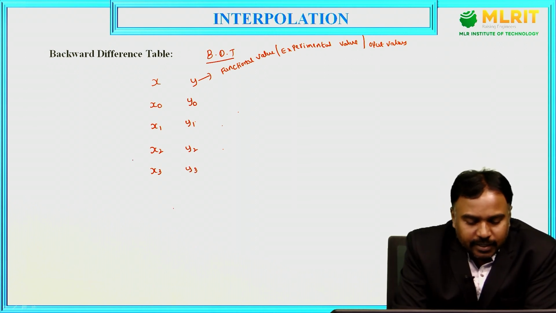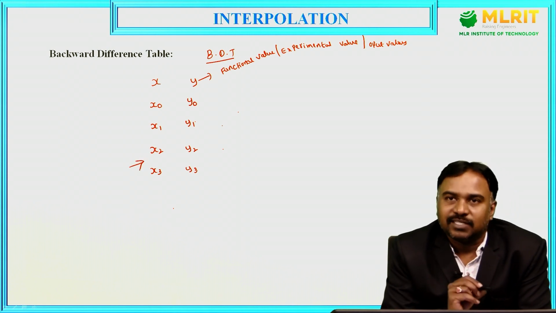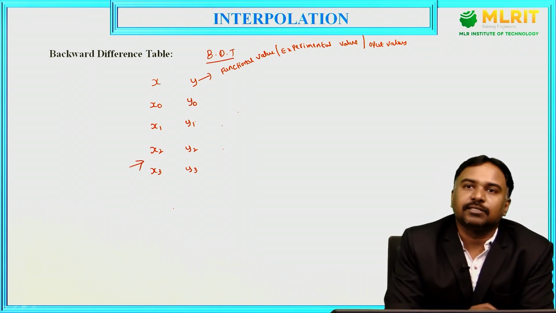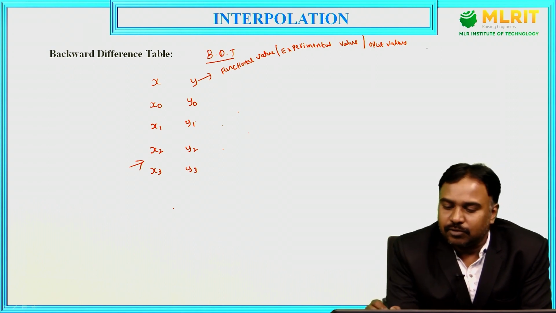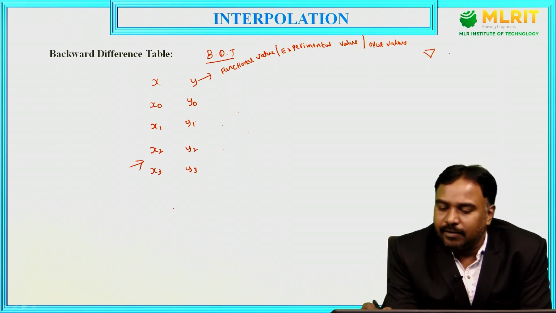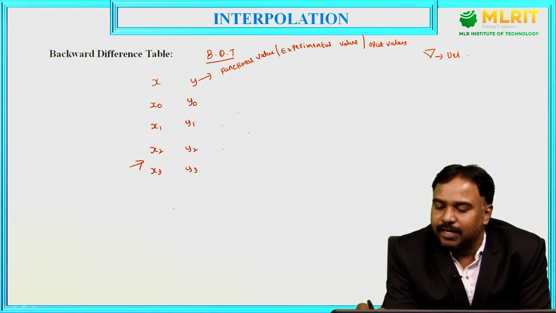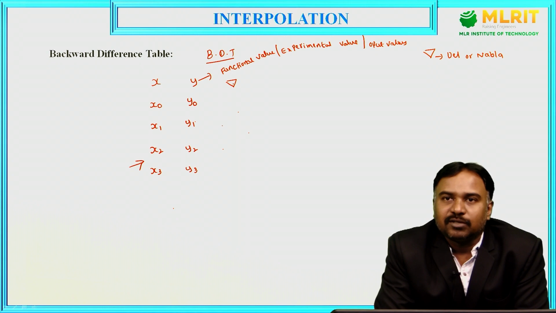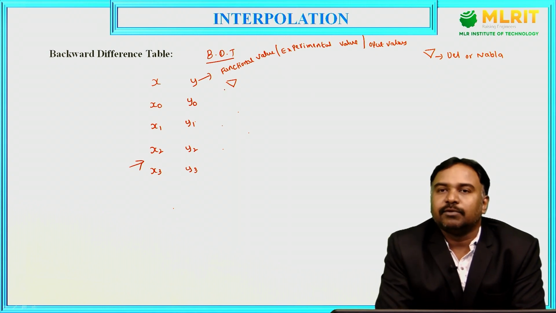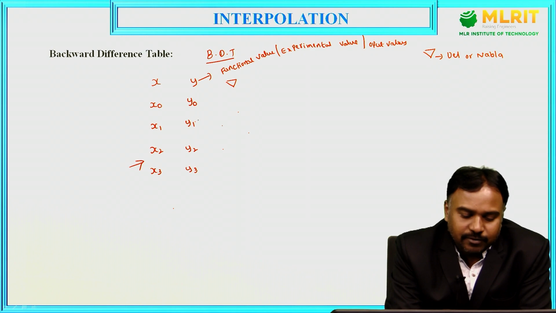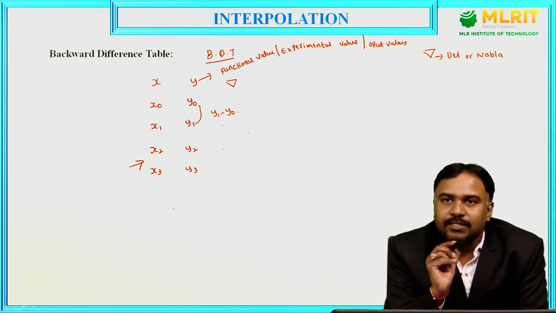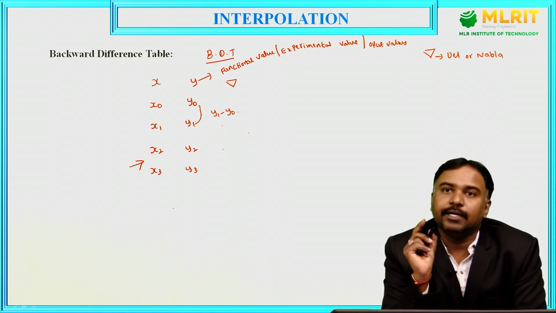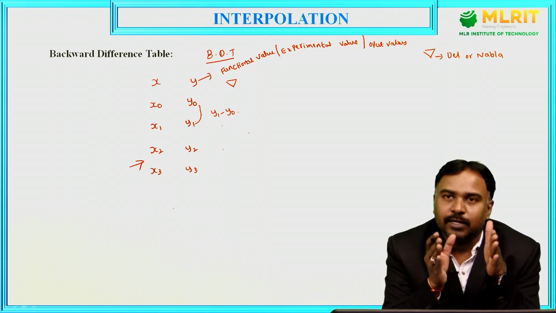If the value is located around the end of the table, which lies inside the given set, we are going to use this backward differences table. This we denote by del, or nabla. For the first order differences, same as the previous slide where we discussed forward differences, here also we find the differences between two values: second value minus first value. The difference is the same, but we notate it differently. That is the difference between forward and backward.